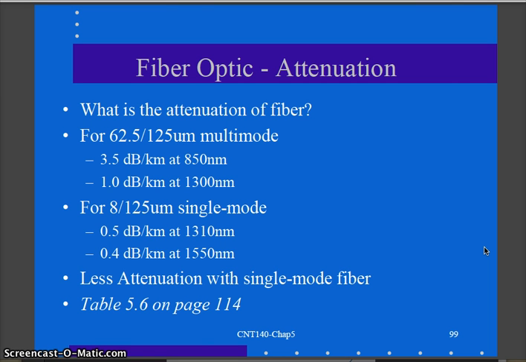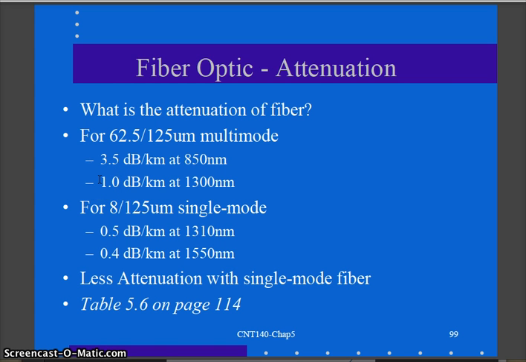As I change my light source, the wavelength of my light source, and change the diameter of my fiber, multi-mode versus single mode, all that factors together. So if I look at a typical piece of 62.5/125 micron multi-mode fiber, I get about 3.5 decibels per kilometer loss at my 850 nanometer light source. That's your typical LED, you know, basic light source that I would use.